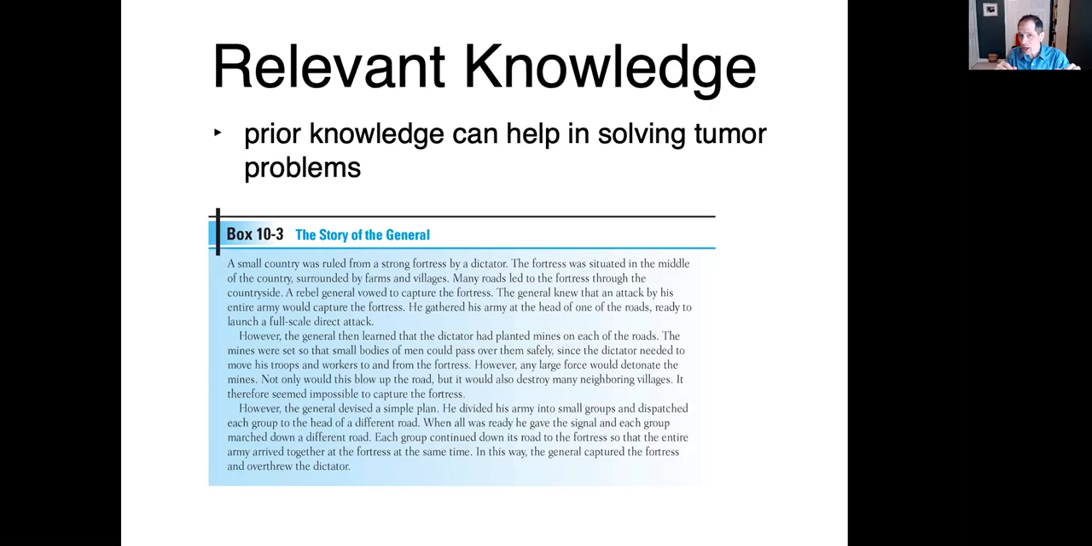Small enough groups that they're not going to set off the mines. And they continue down the road so that they all arrive together at the fortress at the same time. So they start from different directions. They arrive at the fortress in the middle at the same time, and he captured it.